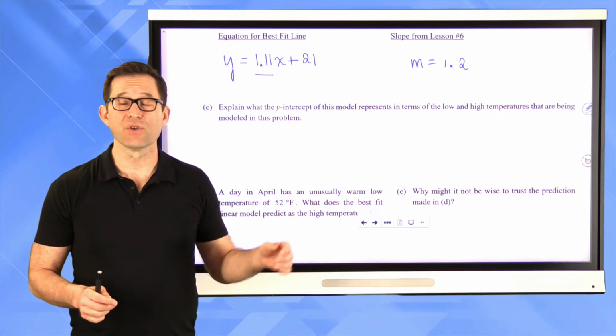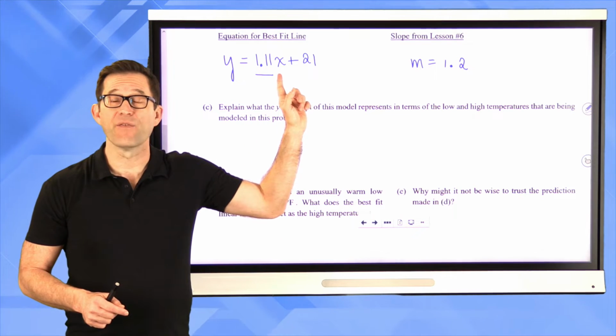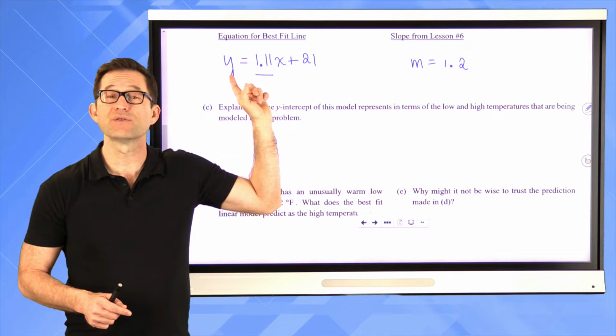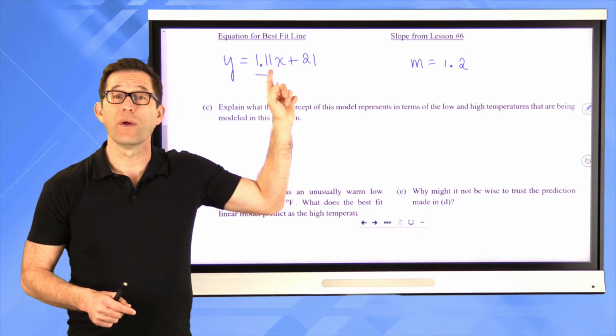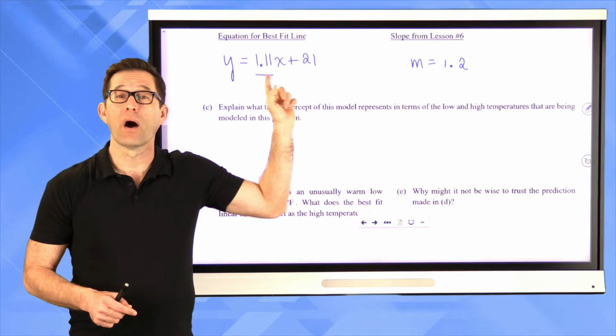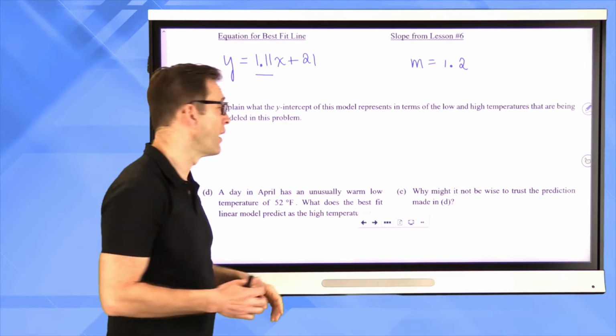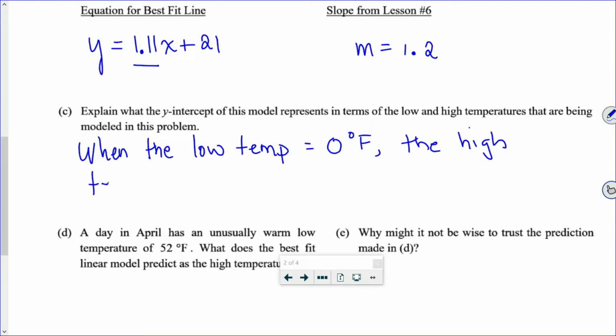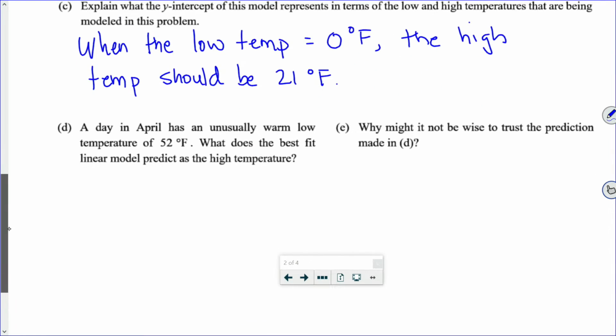Well, remember, the y-intercept is always the y value when the x value is 0. Now, remember, the x's here were the low temperatures, and the y's were the high temperatures. So literally, what this number is telling us is that when the low temperature is 0 degrees Fahrenheit, our model predicts the high temperature will be 21 degrees Fahrenheit. And that's it. When the low temp equals 0 degrees Fahrenheit, the high temp should be 21 degrees Fahrenheit. Or at least that's what the model is predicting it to be.